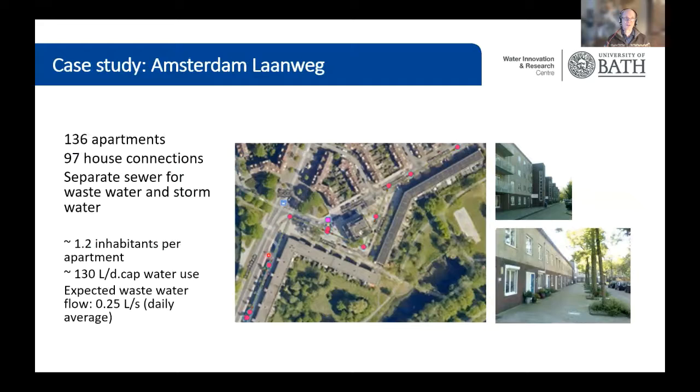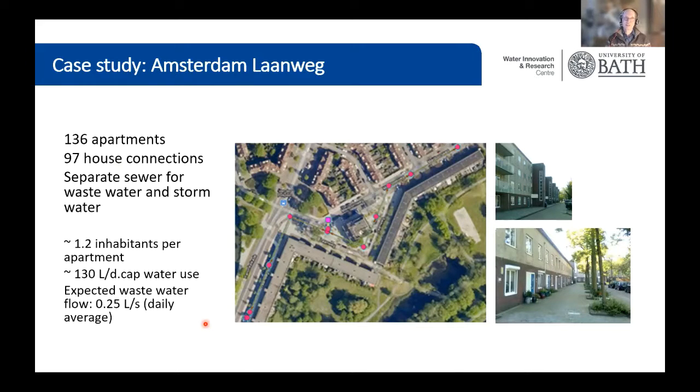You see an aerial view here. This is a street where we were modeling, and the red dots are the manholes of the sewer system. It was about 136 apartments and 97 house connections. We expected about 0.25 liters per second on average of wastewater in this system.